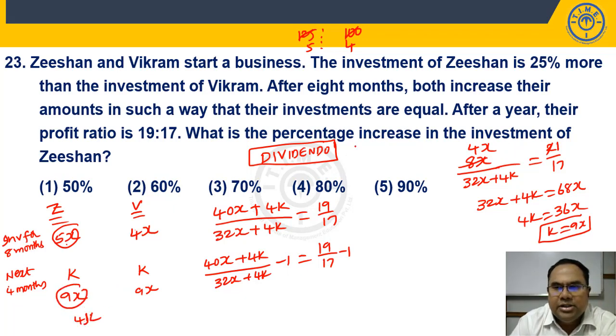What is the question? What is the percentage increase in investment of Jishan? So percentage increase is 4x by 5x into 100. So 4 by 5, 80%. Option 4. He is asking percentage increase in investment of Jishan. 5x, here it is 9x. So increase of 4x on 5x into 100. So it is 4 by 5, it is 80%.